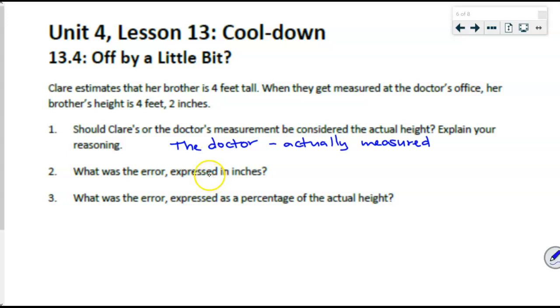Okay. Now we're back. What's the error expressed in inches? How far off is that? Oren. 2 inches. Don't tell me the answer. Tell me, how are we going to find the answer? How do I find the error expressed as a percentage? What do I do? Good. We'll go to Joshua.